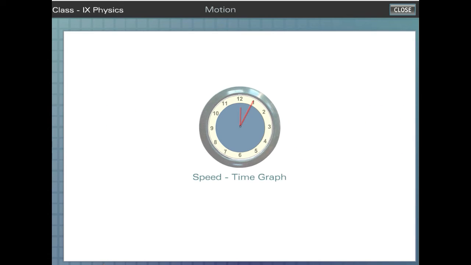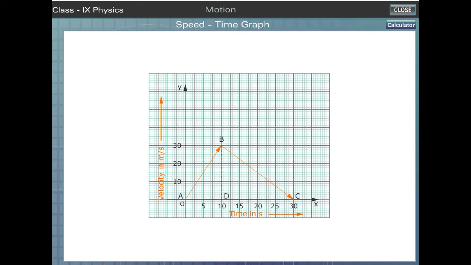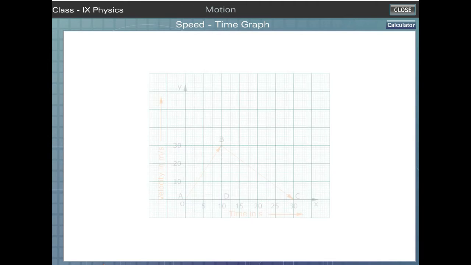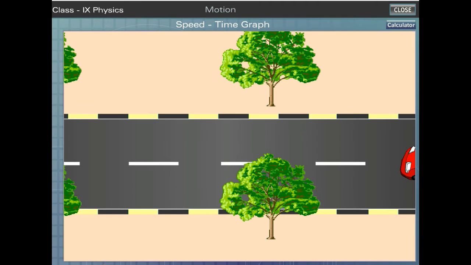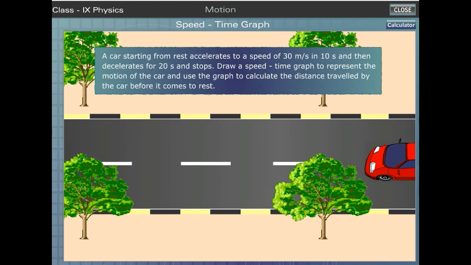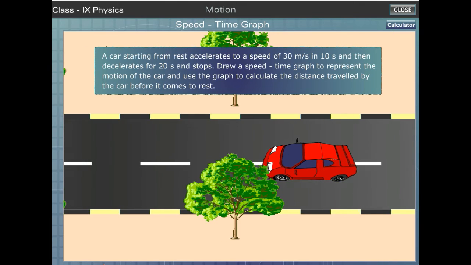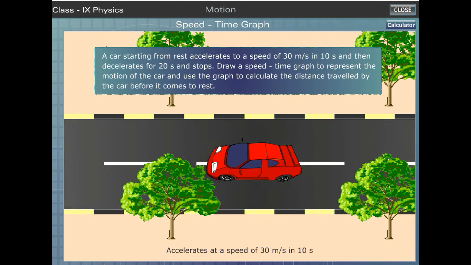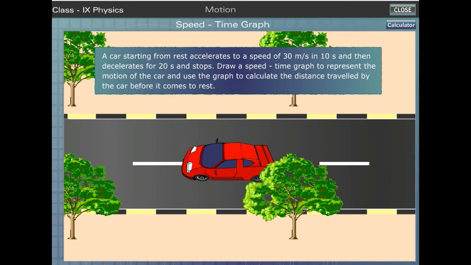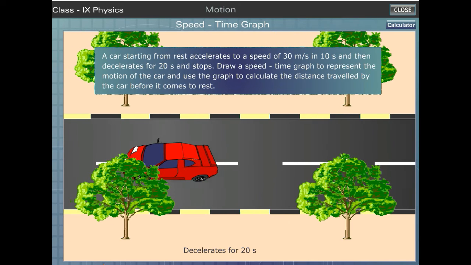Speed time graph. The speed time graph representing the motion of an object can be used to calculate the distance covered by it. Let us now see how speed time graph can be used to calculate the distance covered by a moving object. A car starting from rest accelerates to a speed of 30 meters per second in 10 seconds and then decelerates for 20 seconds and stops.